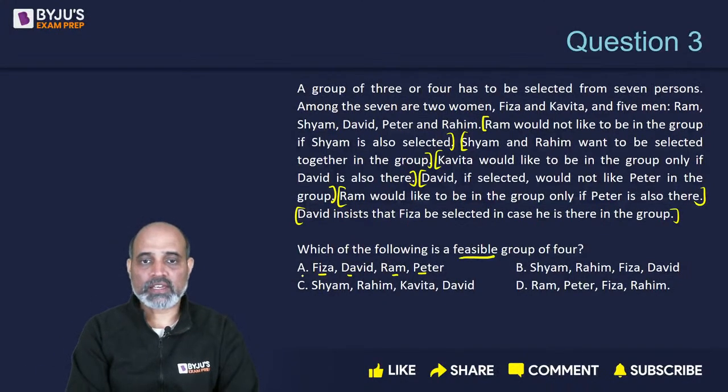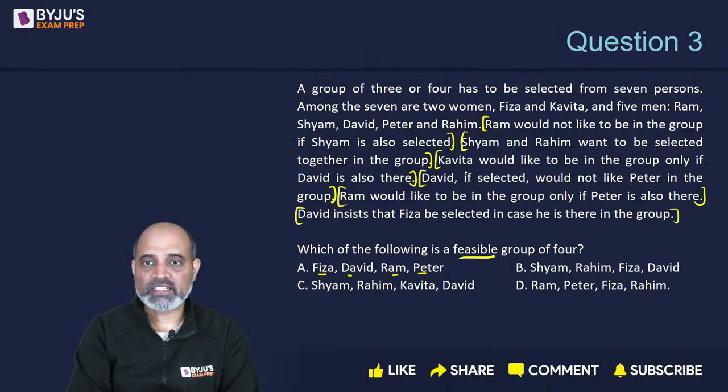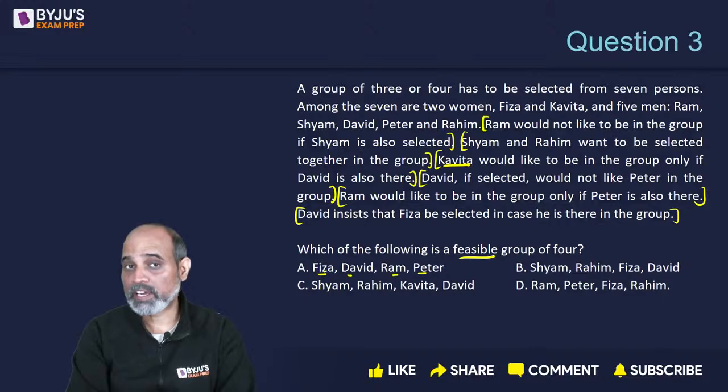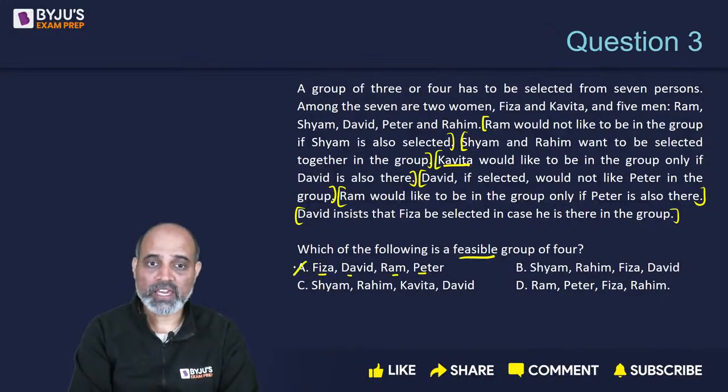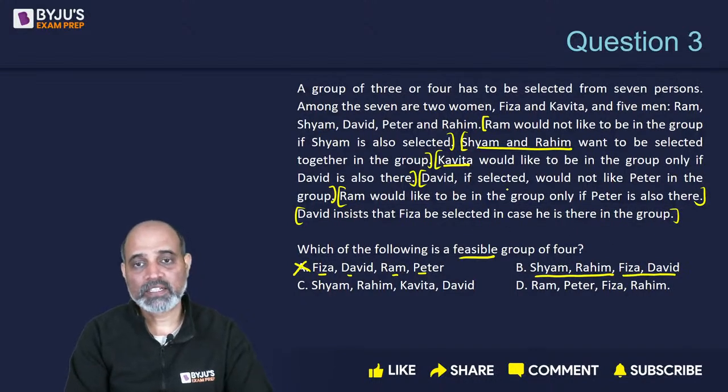So A makes sense, but then there is this problem that Kavita is not part of this group in option A, because David is also there. So A is ruled out. Let's look at B. Shyam and Rahim want to be selected together. So yes, they are together. Then if David is selected, Fiza should be there in the group. This also makes sense, right?